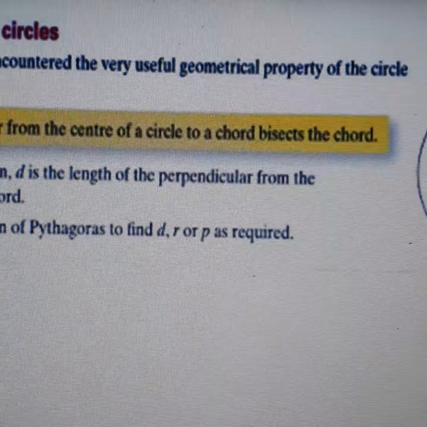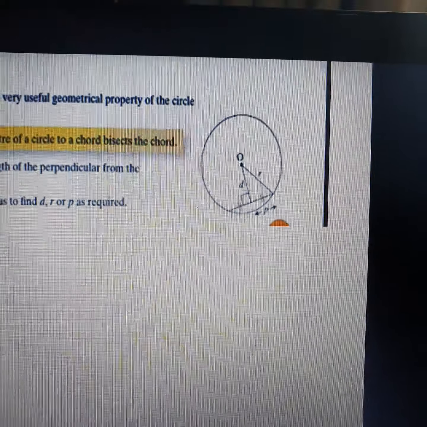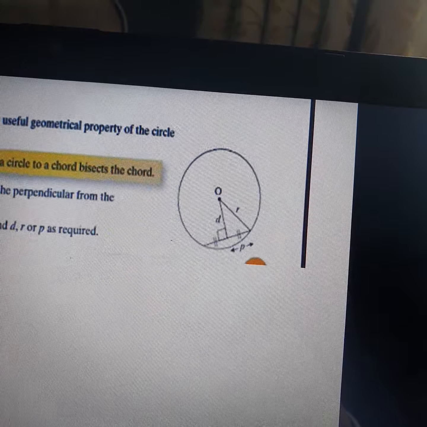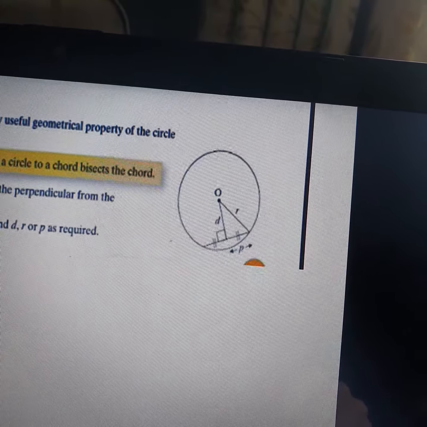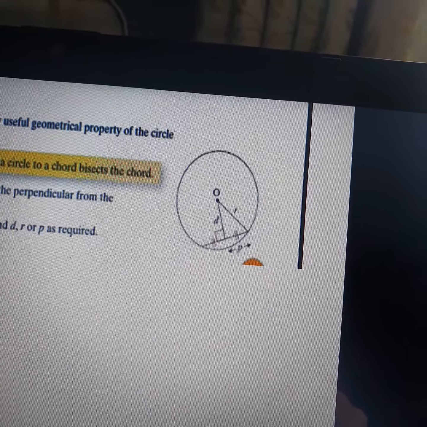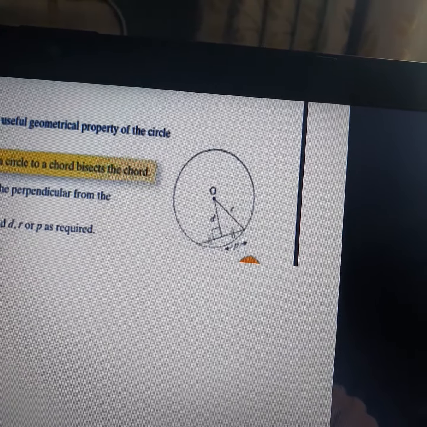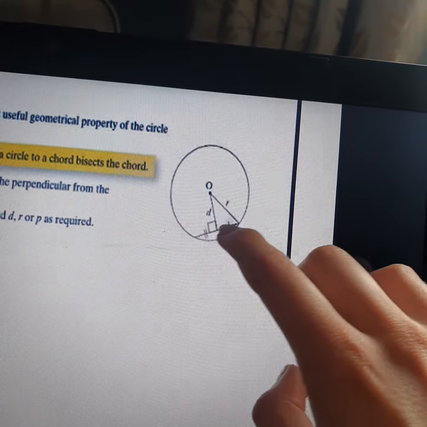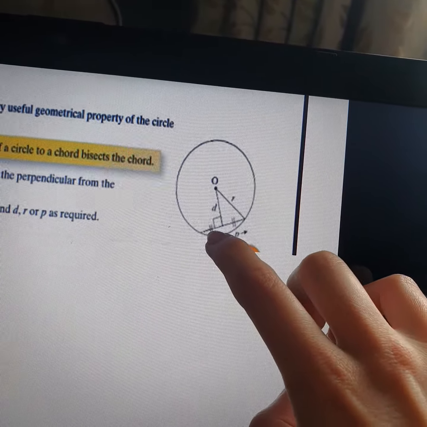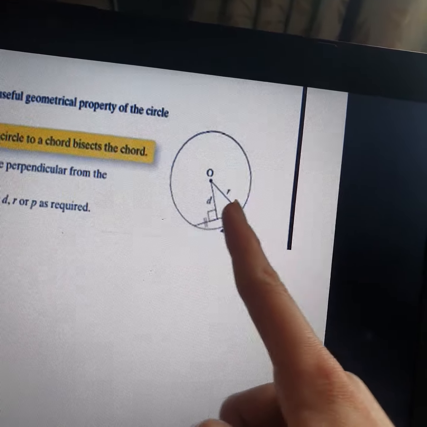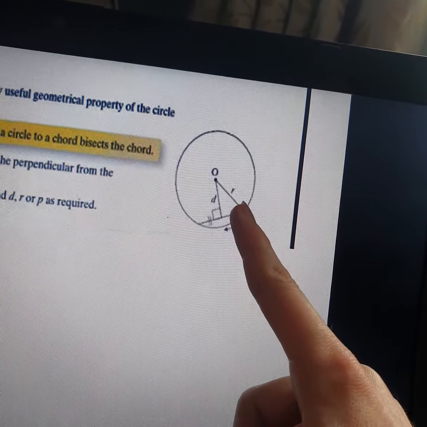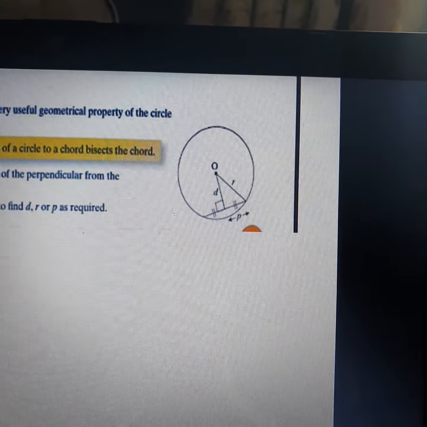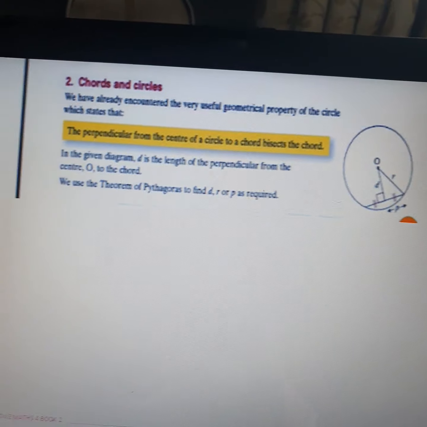In the given diagram here, let me zoom in, D is the length of the perpendicular distance from the center O to the chord, and we can use Pythagoras' theorem then to find D or P. So it's the distance from here to here, with a chord going across here. The length from here to here is the same, obviously because it's perpendicular, so it bisects the chord. But if we have some of the lengths for D, R, and P, we'd be able to work out the rest using Pythagoras' theorem.